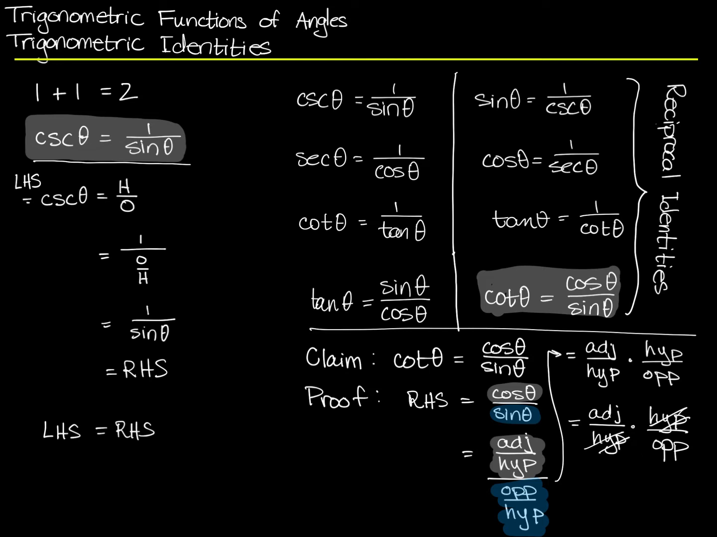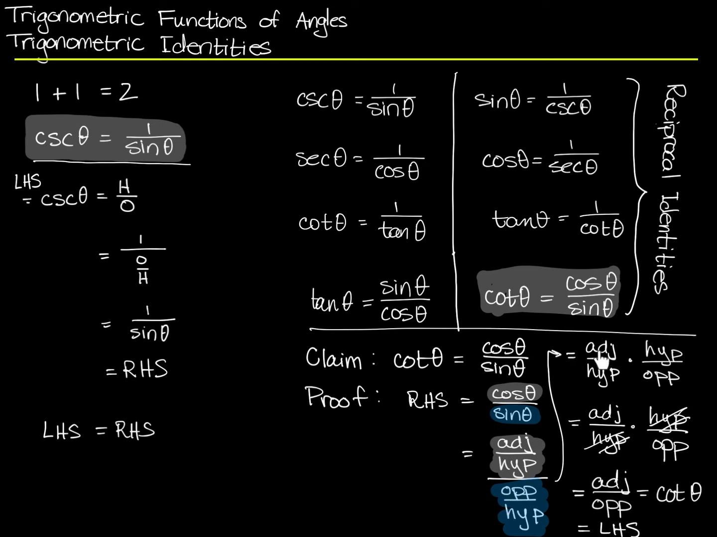Now I'm going to write the step that shows the simplified fraction. I have adjacent, once I've canceled my hypotenuses, over opposite, and that is equal to, by definition, the cotangent of theta. And that's my left-hand side. So again, what I've done is started with the right-hand side and said that it was equal to what I was given for the right-hand side. This right-hand side is equal to, I was given this. This is equal to this.